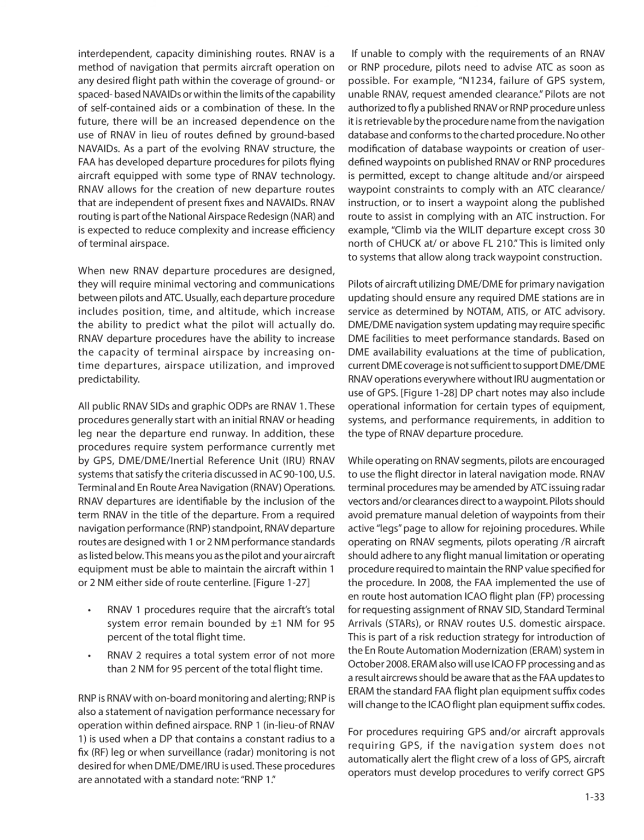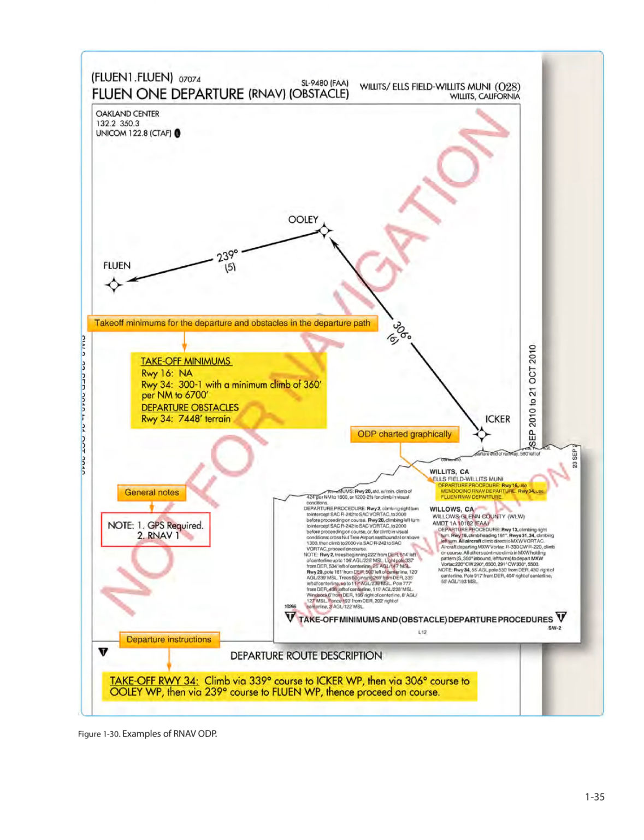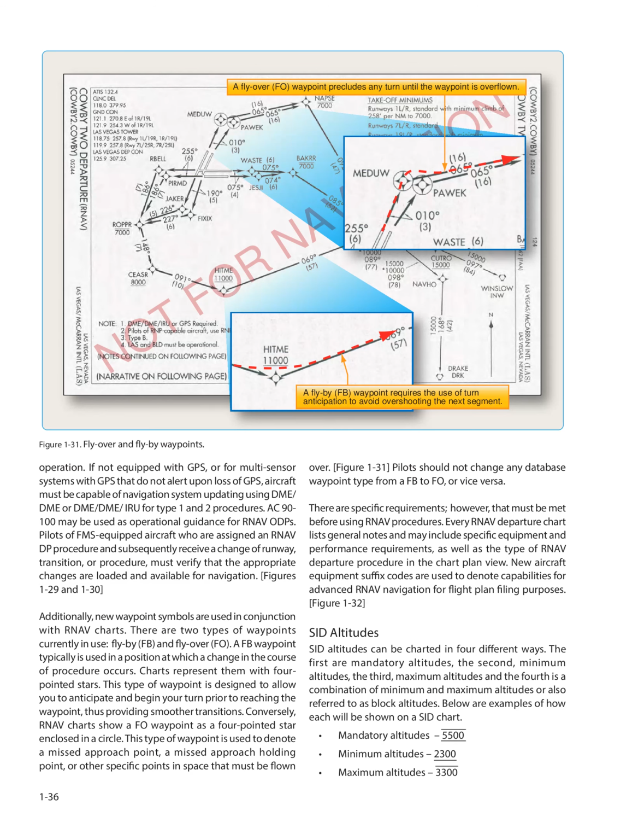For procedures requiring GPS and/or aircraft approvals requiring GPS, if the navigation system does not automatically alert the flight crew of a loss of GPS, aircraft operators must develop procedures to verify correct GPS operation. If not equipped with GPS, or for multi-sensor systems with GPS that do not alert upon loss of GPS, aircraft must be capable of navigation system updating using DME/DME or DME/DME/IRU for Type 1 and 2 procedures. AC 90-100 may be used as operational guidance for RNAV ODPs.